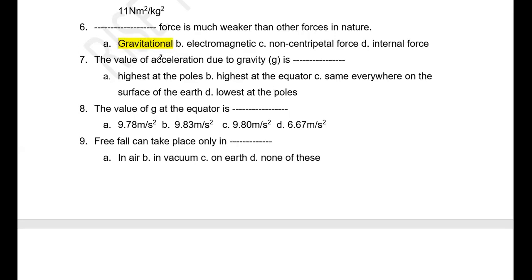The value of acceleration due to gravity G is dash. We know that the acceleration due to gravity value is 9.83 meter per second square at the poles and 9.78 meter per second square at the equator. Options are highest at the poles, highest at the equator, same everywhere on the surface of the earth, lowest at the pole. We know it is highest at the poles, that is 9.83 meter per second square. So option A is the correct answer.